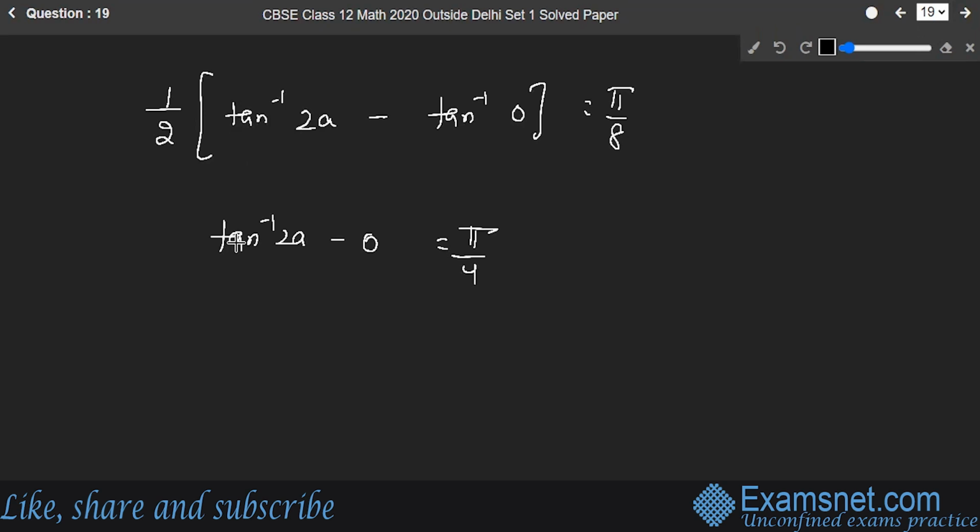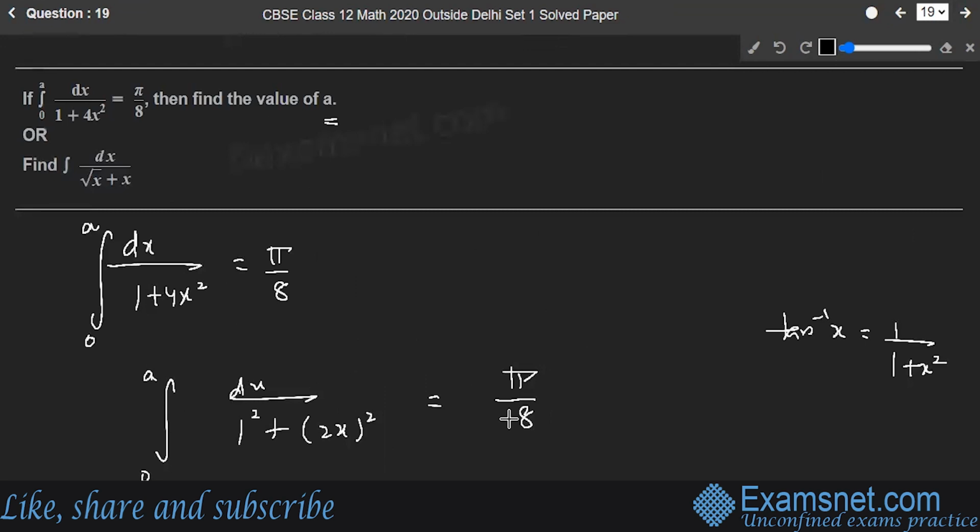You know, this is equal to 2a is equal to tan of pi by 4, that is equal to 1, which gives you a as 1 by 2. So that is the answer to the question. a is equal to 1 by 2. Hope you got that. Now let's move to the second part of this question.